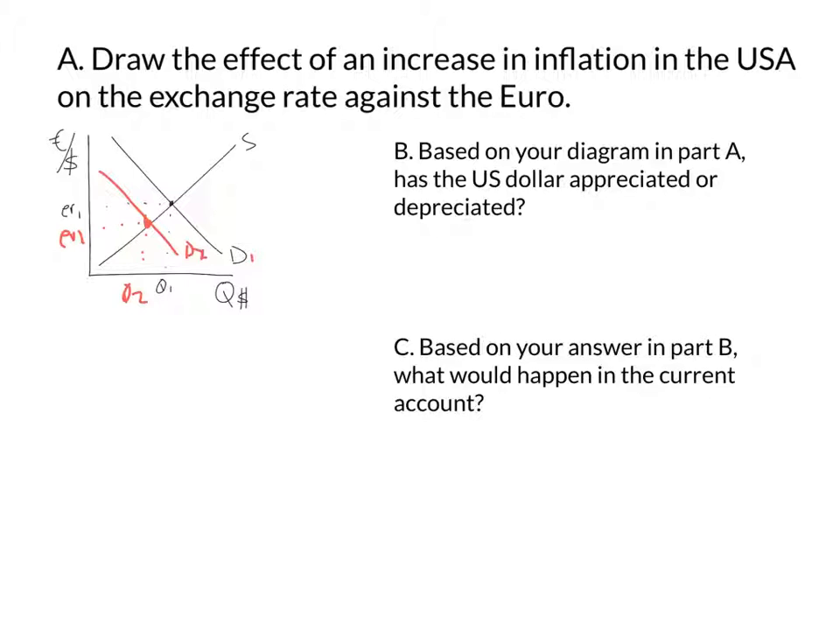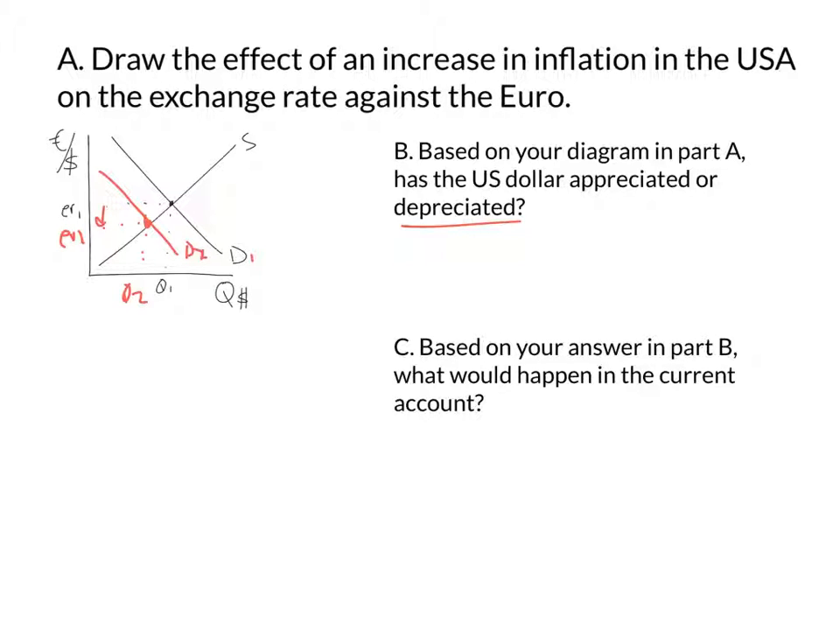So now on to the extension. So we've drawn the graph, the effect of the increase in inflation in the U.S. Demand for dollars falls, the exchange rate goes down. So B, based on your diagram of part A, has the U.S. dollar appreciated or depreciated? So if the exchange rate falls, then the US dollar has depreciated against the euro. Because its exchange rate goes down, that's called depreciation.